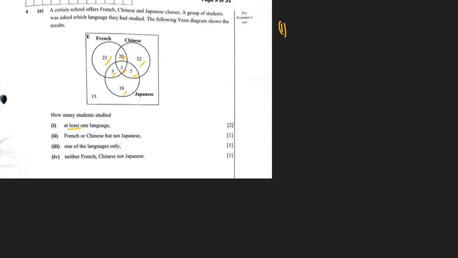Okay. So you're going to get your 23 plus 20 plus 32 plus 5 plus everything except 15, plus 10 is equal to 100. She's giving you 100.